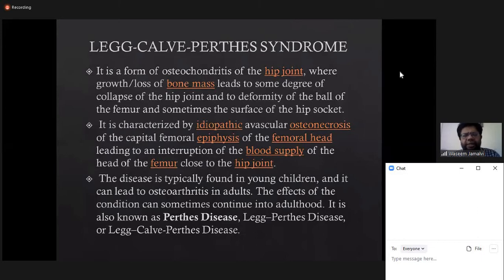There is basically an interruption of the blood supply to the head of the femur at the hip joint. If there is a decreased blood supply, that means there is necrosis of the head, and necrosis of the head can cause abnormal movement.